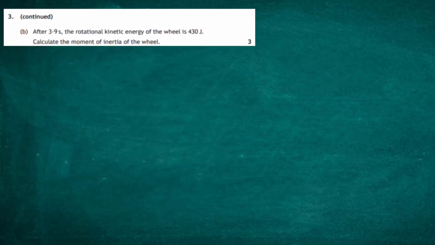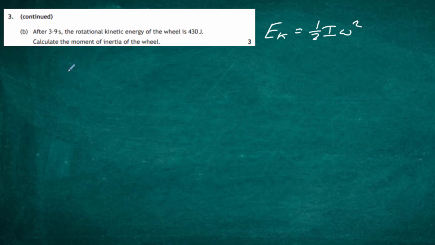Question 3 continued, part B. After 3.9 seconds, the rotational kinetic energy of the wheel is 430 joules. And we have to calculate the moment of inertia of the wheel, and that is for 3 marks. Well, go to your advanced higher relationship sheet and you'll find out that the equation for the rotational kinetic energy, EK, is going to equal 1/2 times I, which is the moment of inertia, times the angular velocity squared.